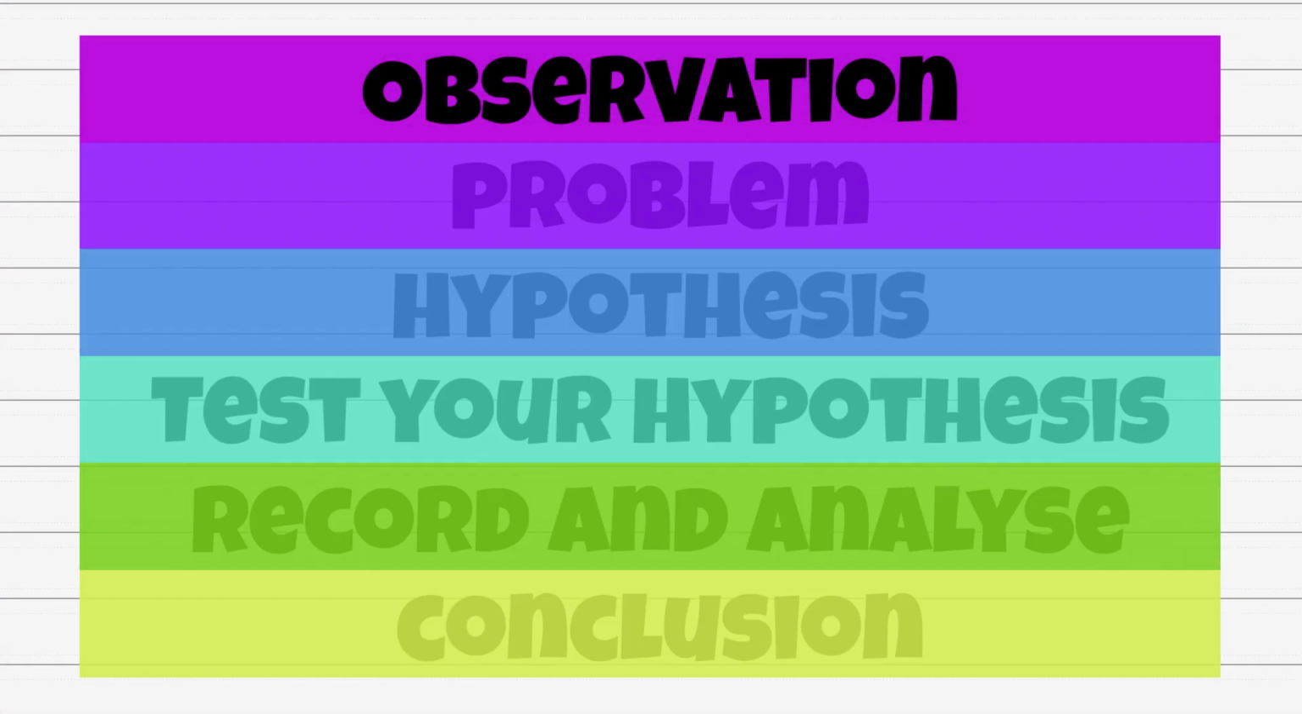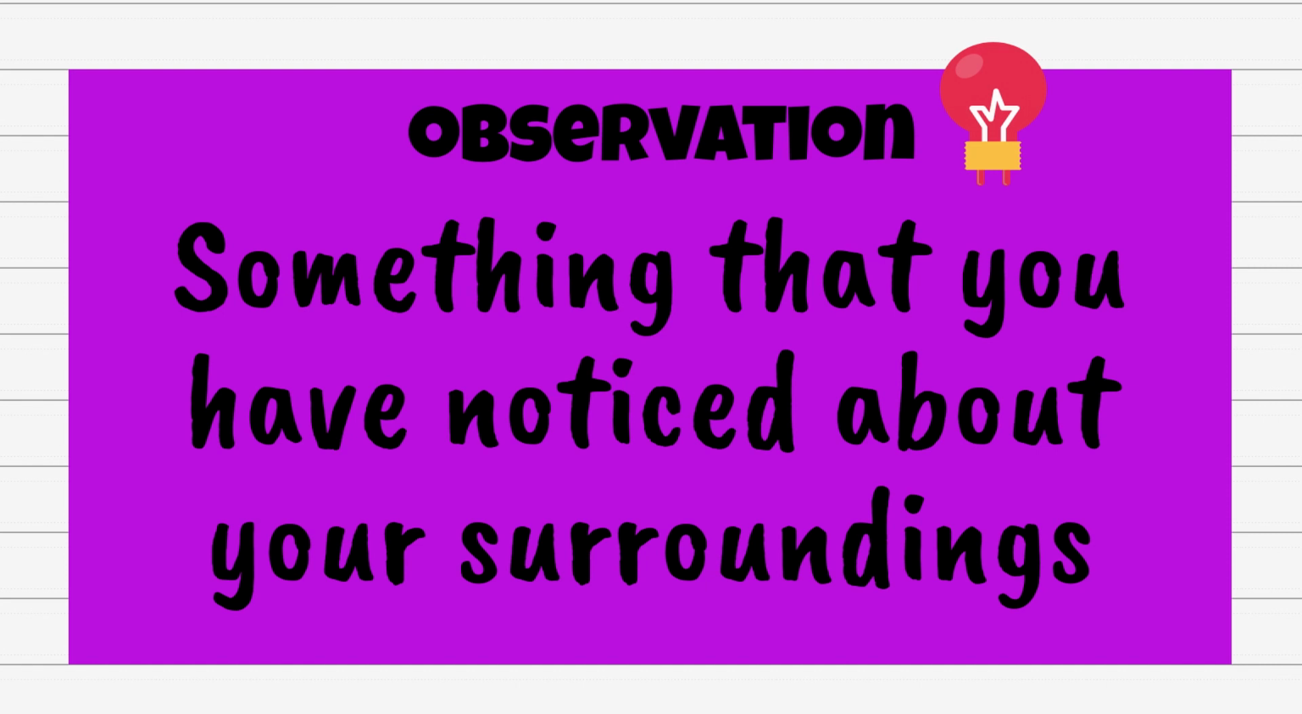The first step is observation. It is a general thought or something that you have noticed about your surroundings. You may have multiple observations, and you are not limited to just thinking of one. In our example, the observation would be that your phone is missing.